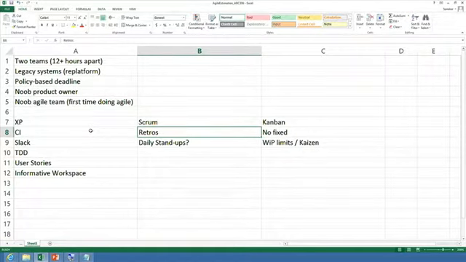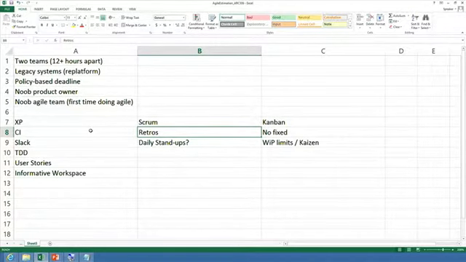I think we addressed the 12 hours apart. Things like continuous integration, test-driven development, informative workspace help with the 12-hour time difference. Everyone agree? Right? Also helps with legacy, for sure. Anything else that we have for legacy? Excuse me? Yeah, we have noobs. So we've got to account for the noobs. So I think we hit one and two pretty well, right? I don't think we have policy-based deadline and all the newbies just yet. So let's go back and maybe see how we can strengthen the process for that.